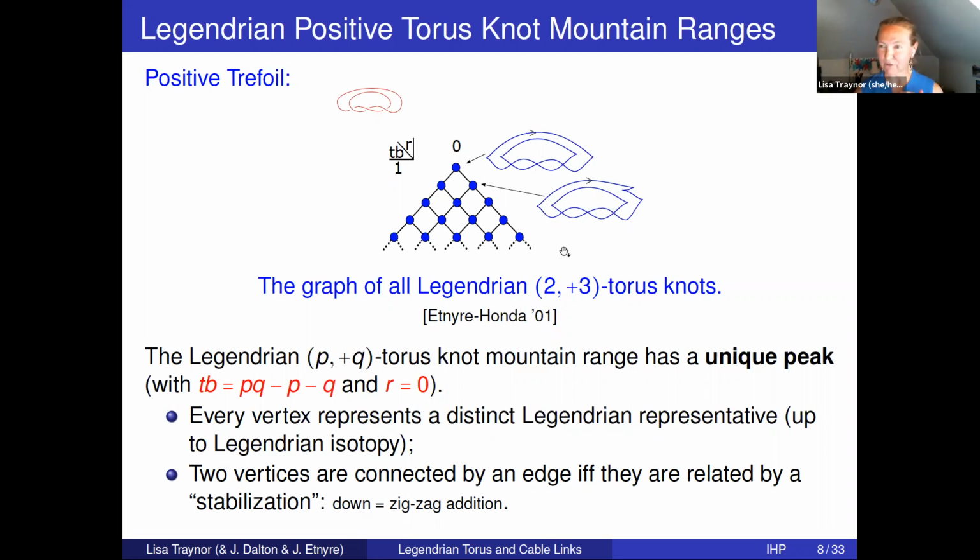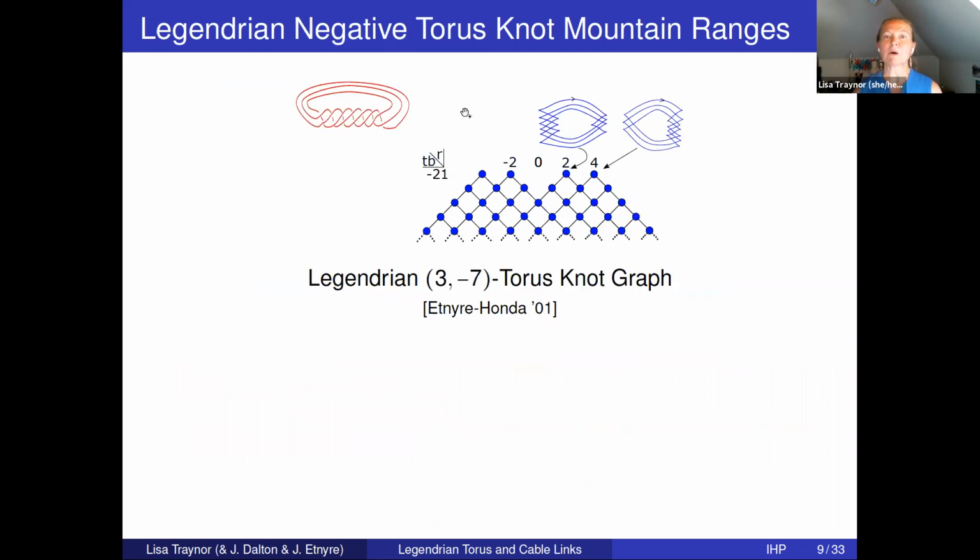The positive trefoil mimics the unknot shape of the tree. But when you do negative torus knots, you can get much more interesting shaped mountain ranges. Here's the mountain range for (3, -7). This will have 4 peaks. I've drawn the picture of 2 of the ancestors here, and by reversing the orientation, I'll get the other 2 peaks.